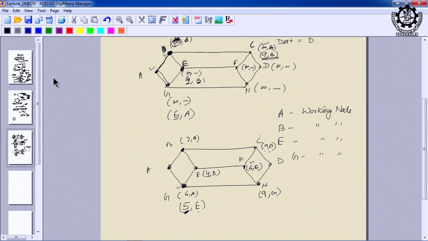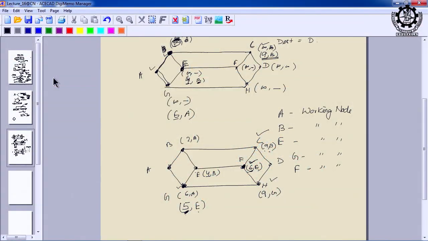So, I have 3 values now, C, F and another at H. Who is having the least cost in this scenario? Definitely F, because it has the least cost, equal to 6. So, my next working node is F. So, F is the next working node, correct.